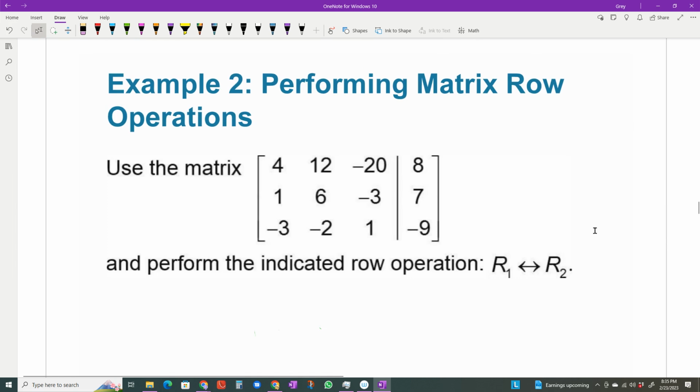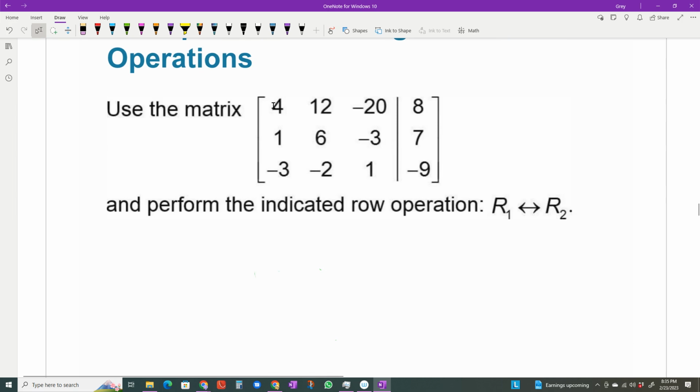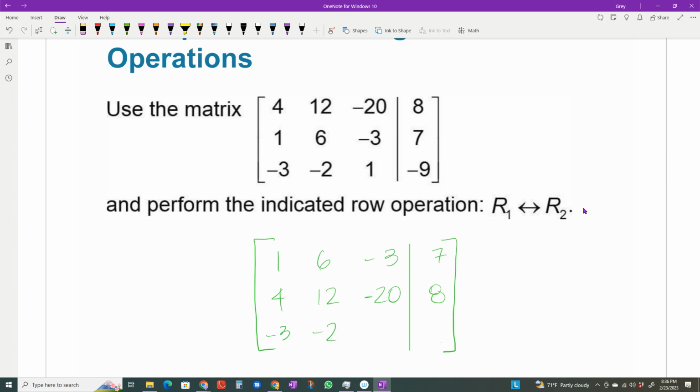These are examples of just straight up performing the operations. Use this matrix and perform the indicated row operation. So it says switch rows 1 and 2. So that means instead of having a 4 up top, I'm going to have 1, 6, negative 3, and 7. And then row 2 is going to be what was the first row, 4, 12, negative 20, and 8. And then we have negative 3, negative 2, 1, and negative 9. And that didn't switch. Okay?